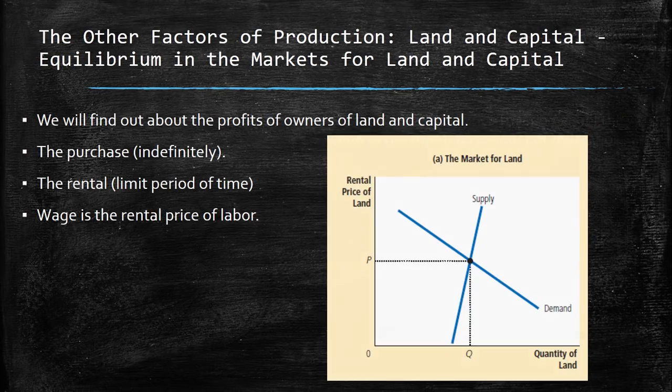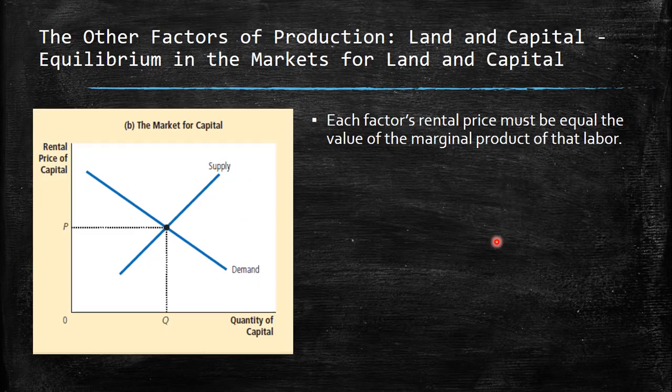And then here we have the other part, which is the market of capital. We have here on the y-axis the rental price of capital and the quantity of capital, and here we have normal curves, the supply and demand, and this determines the price and quantities of equilibrium of that market.